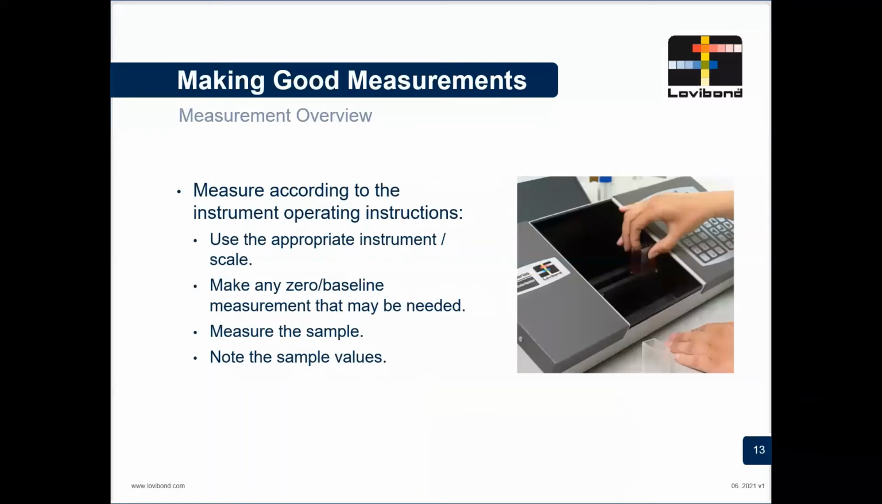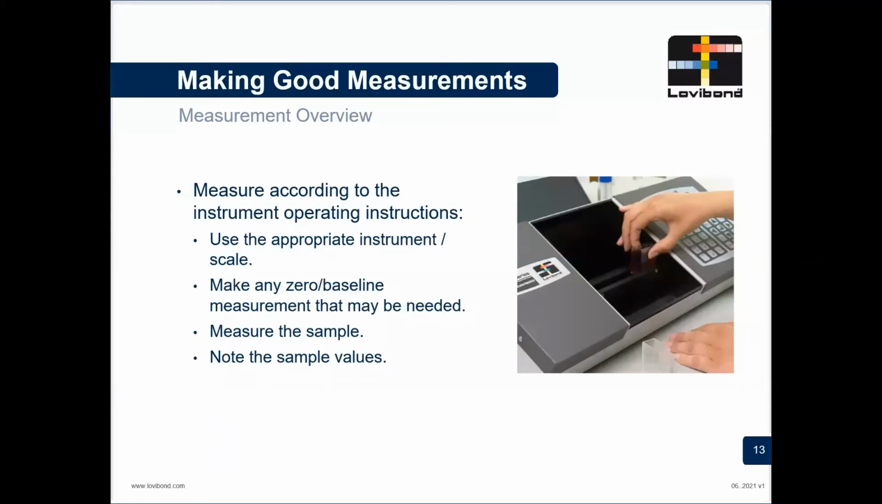So we've got our instrument, whatever that might be. We need to be measuring according to the operating instructions. And we also need, especially if we've got an electronic instrument, to pick the appropriate scale for what is required. So it could be I'm picking my Lovibond red, yellow, blue, neutral, or I'm picking my AOCS red, yellow. And then we'll need to make any zero or baseline measurement without our sample in there before we then measure the sample. And then we note the sample values.